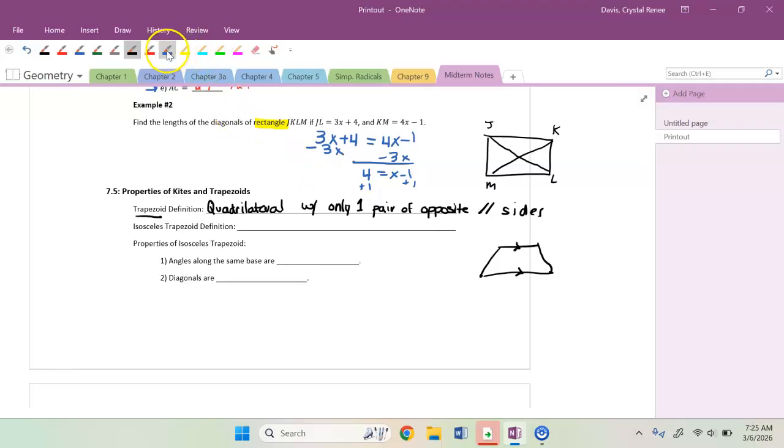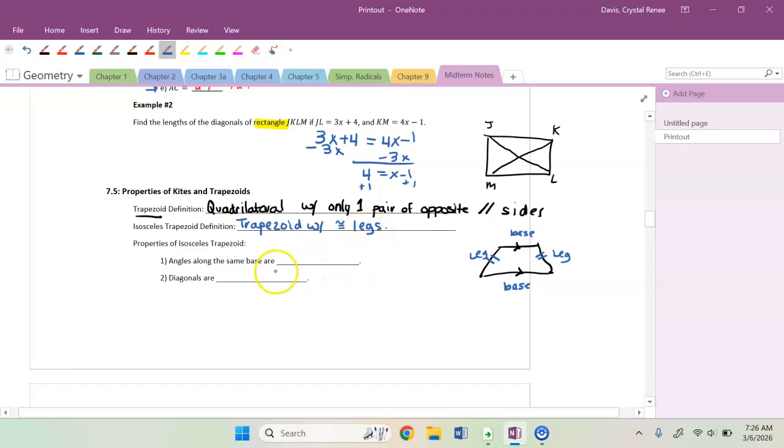Now an isosceles trapezoid has an additional property that the legs are congruent. Remember, in a trapezoid, we have two bases, and the bases are the parallel sides, and then we have two legs, and the legs are the non-parallel sides. An isosceles trapezoid is simply a trapezoid with congruent legs.